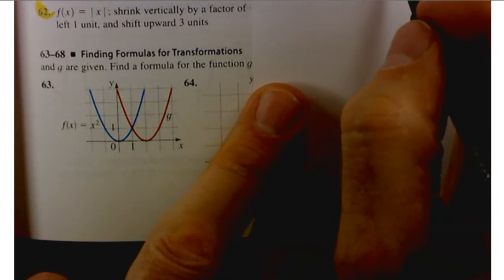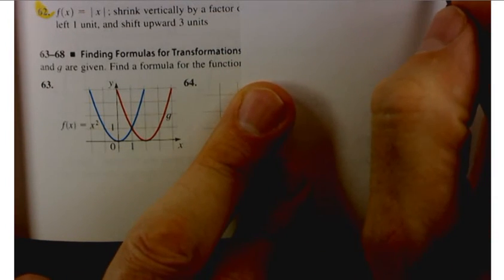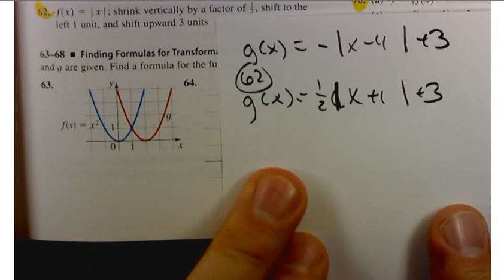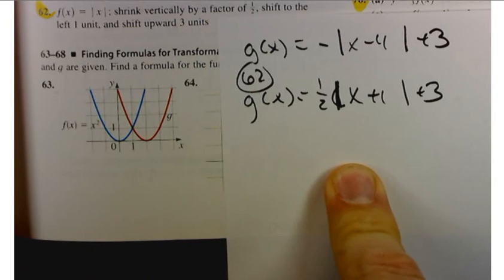Yeah, that's what's going to cause a vertical shrinkage. If it was on the inside, then it would be a compression. So it'd be a much different looking function there.